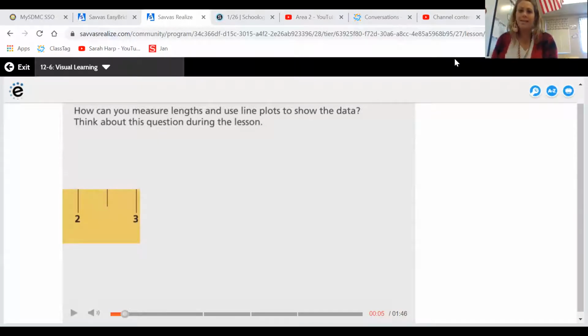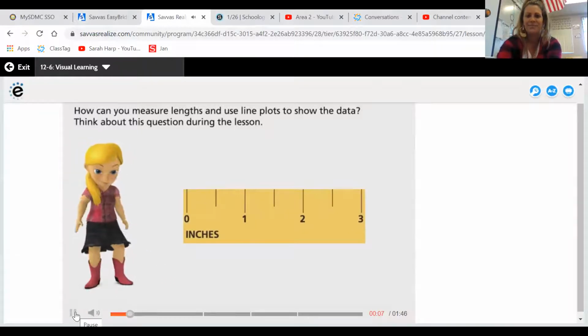All right. And today we are going to practice and learn about how to measure lengths and then use something called a line plot to show the data. Okay, so we will watch a quick little video that explains it, and then we will get to practicing, and then I will send you off on your own. All right, here we go.